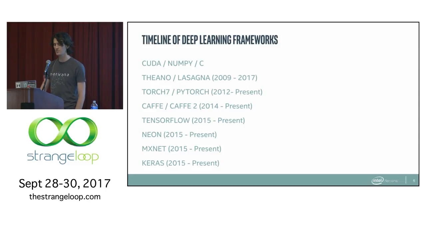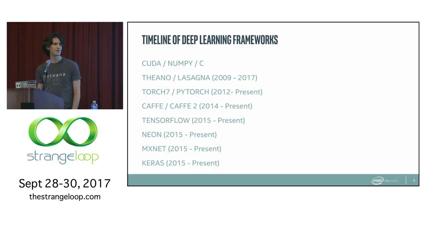Then, of course, in 2015, TensorFlow was released, which really solidified this idea of a computational graph, which we're all probably familiar with now. Other frameworks of note are Nervana's own Neon, which is designed for data science and pushed the bar of GPU kernel performance. There's Amazon's MXNet, which is for training distributed networks.